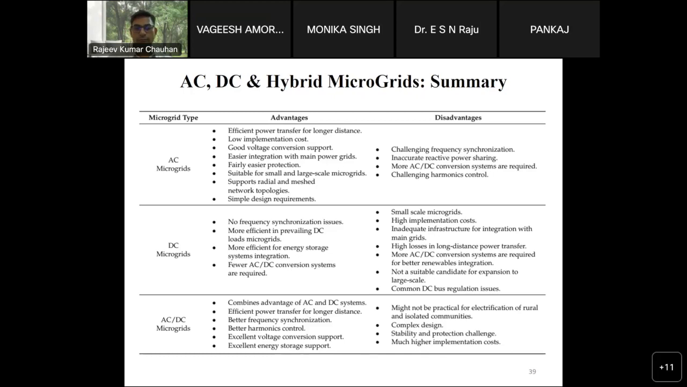But if you want to go for the medium scale, higher scale, then there is a requirement of many DC to AC conversions and AC to DC conversions. Yes, sir. So in that point of view, we have mentioned that one.